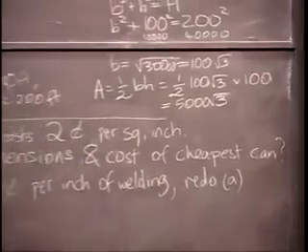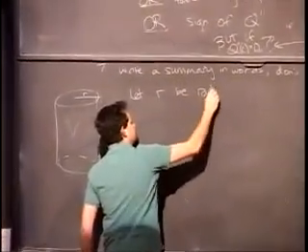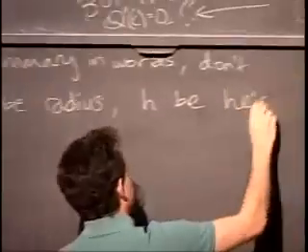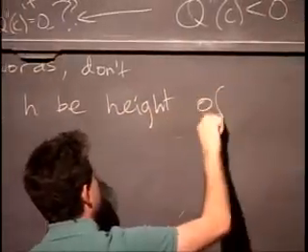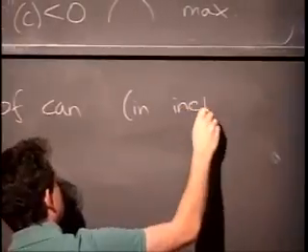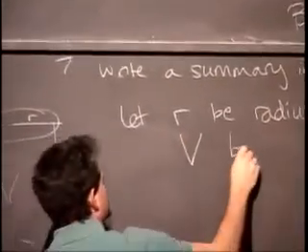R, H, and V is going to be its volume. So let R be the radius and H be the height of the cylinder, of the can, and they're both in inches. And let V be the volume.